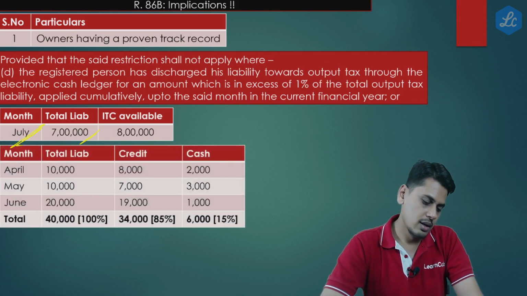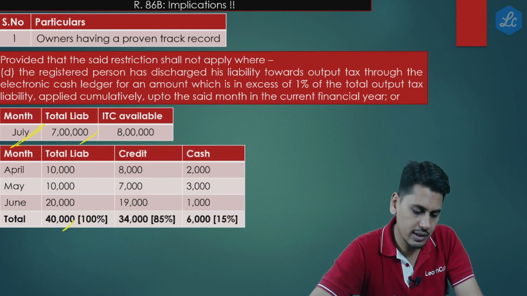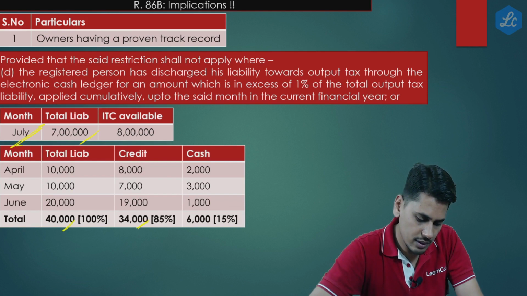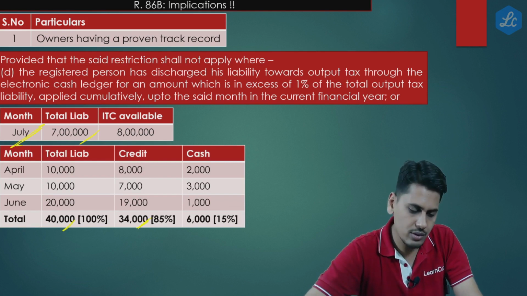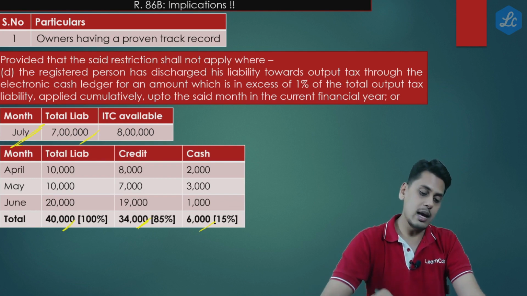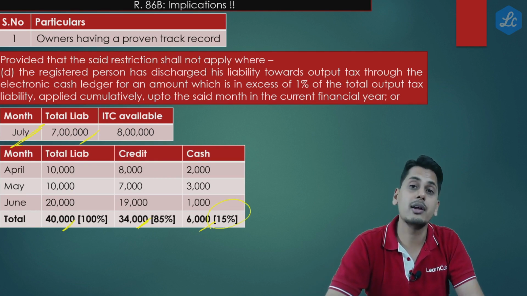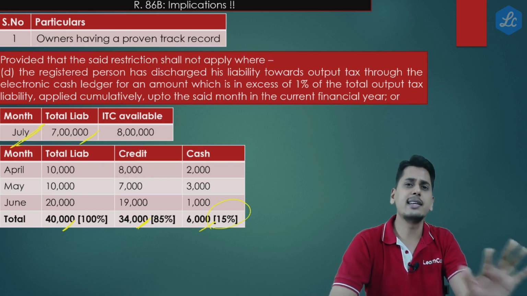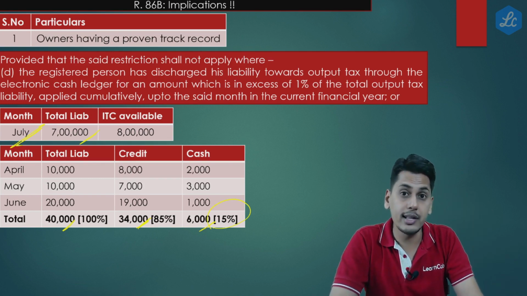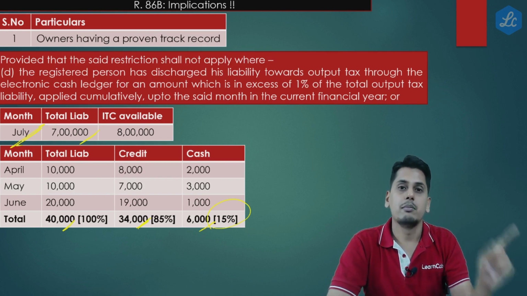We check total liability up to June. April, May and June, it was 40,000. Credit, paid through credit 34,000. Paid through cash 6,000. So if you are considering April, May and June, you have paid 15% from your cash ledger, which means 86B you have already complied or it is not required to be complied for July. The answer is wrong. Friends, please concentrate.